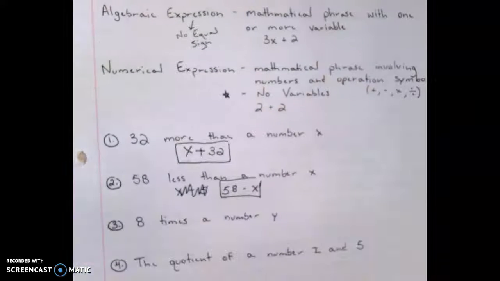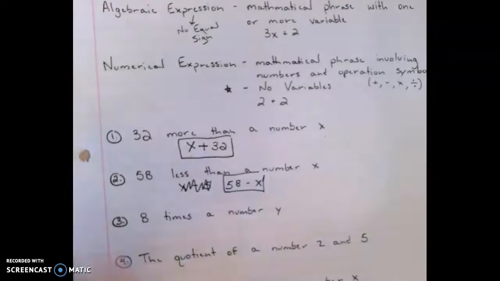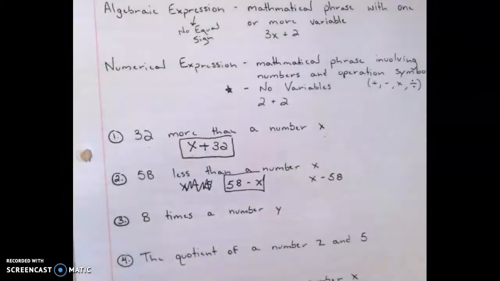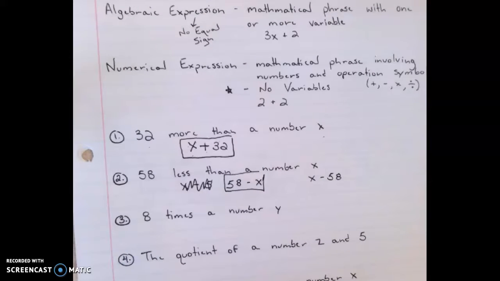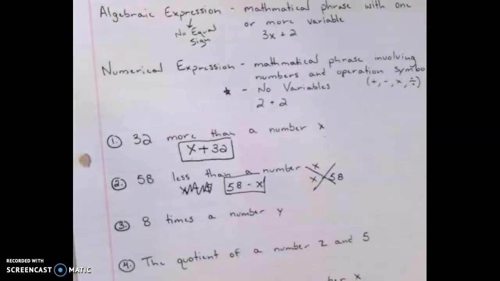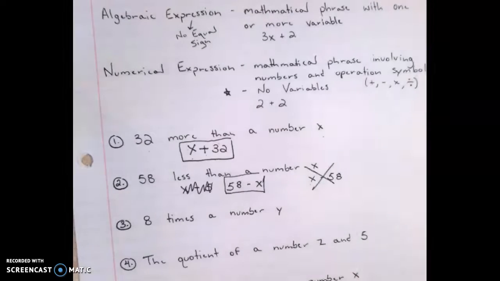The reason our order matters on these types of problems is because, for example, if we were to turn this around and write x - 58, and I put a 2 in for x, 58 - 2 is 56, but 2 - 58 is not 56. So I'm not getting the same answer for both expressions. Our order does matter when we're solving these types of problems. So this one would be 58 - x.